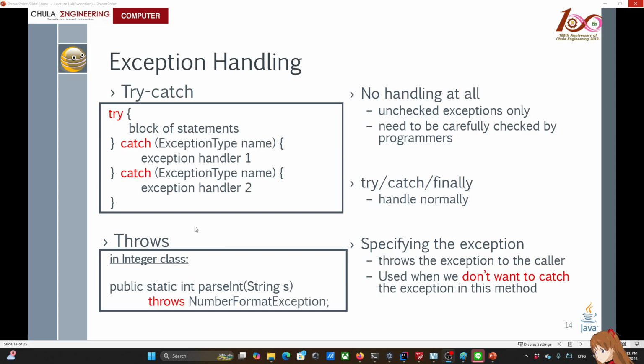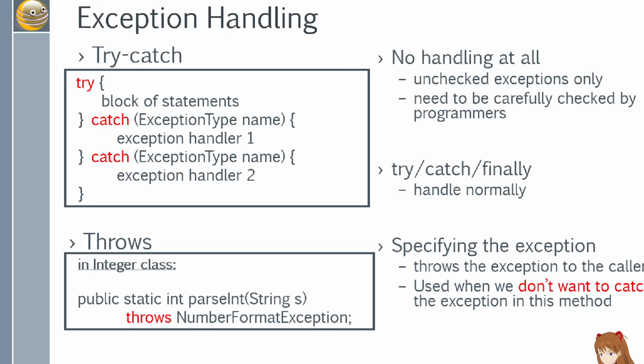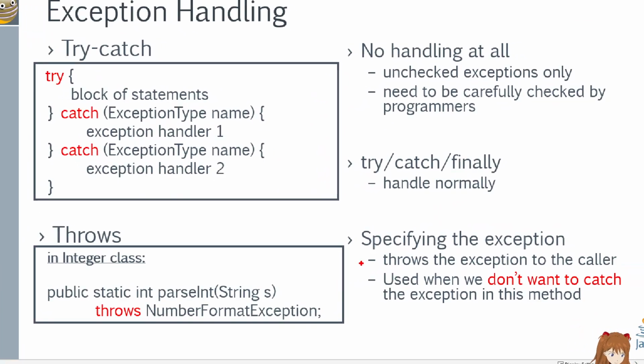So, the other one is throws. That is when we don't want to handle the exception in our method, but we'll leave the handling of exception to the method's caller. So this way, we specify in our method that the method will generate this type of exception.